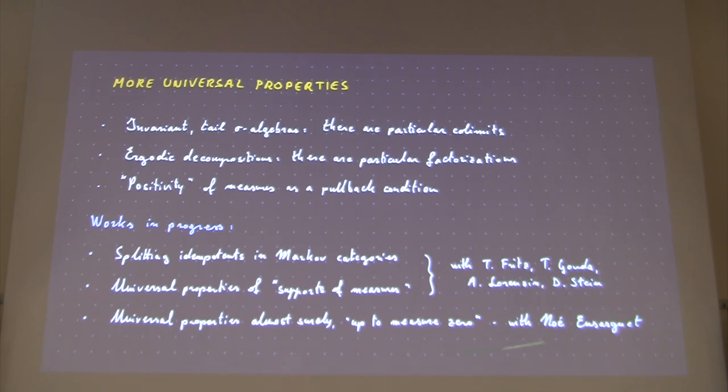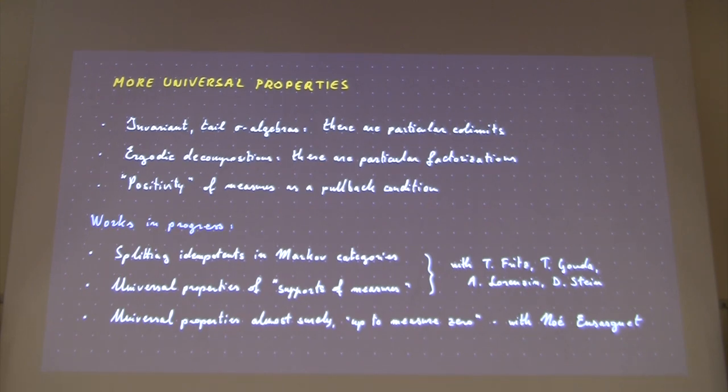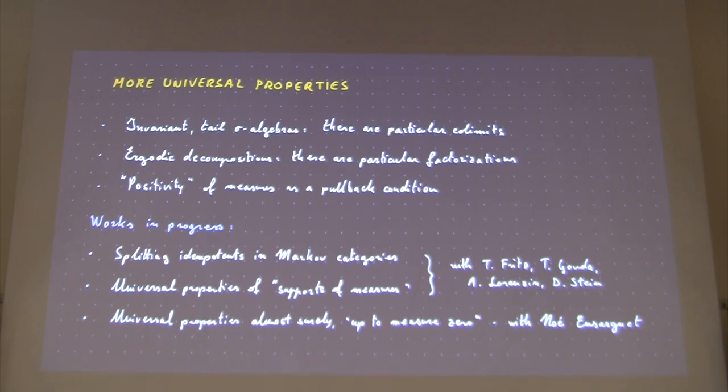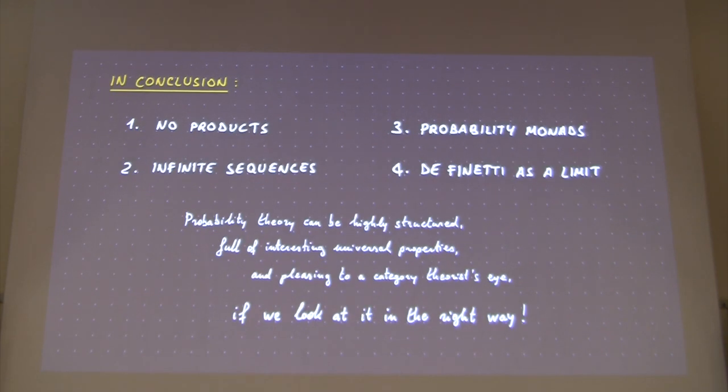And with my master's student, no answer yet, now we're trying to make precise this idea of universal properties that only hold almost surely, up to measure zero. We think there's a category, a little bit like the homotopy category, that gives us weaker equivalence just up to measure zero, and we are making this precise. So here are some references, and I'll stop here.